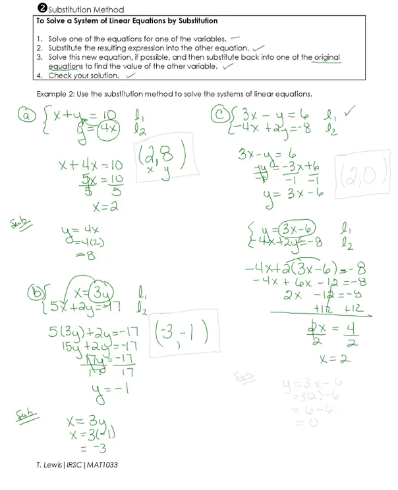Now we're looking for the y. And we're going to substitute the 2 into one of the equations. Since we've already solved for y, let's substitute it into the y equals equation. We have 3 times 2 minus 6, that is 6 minus 6, that is 0. So our y coordinate is 0. And this is how you would use the substitution method.